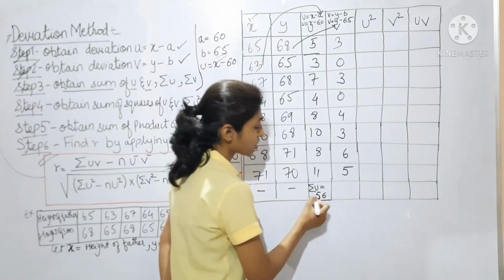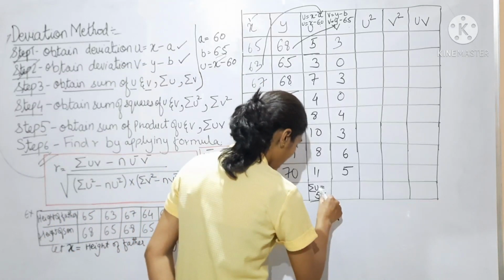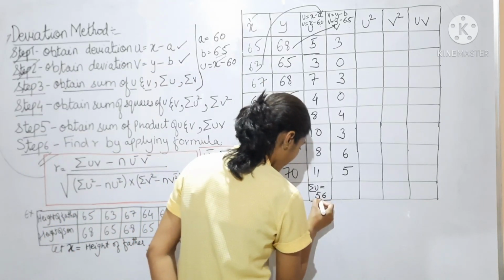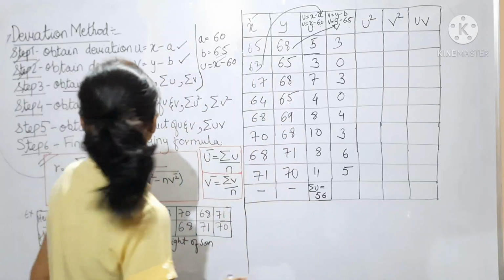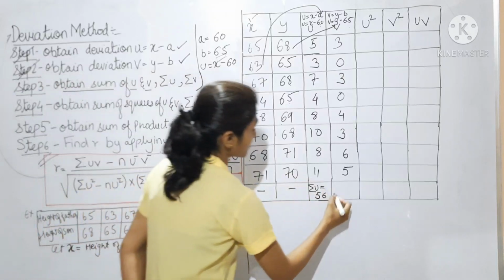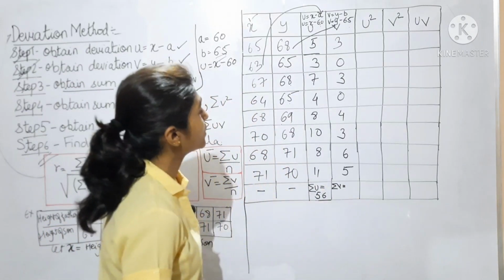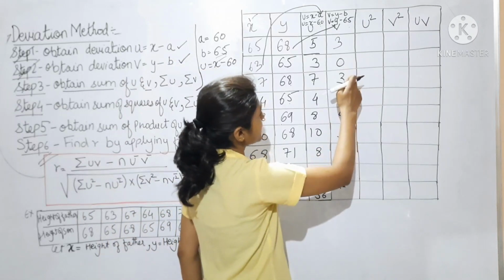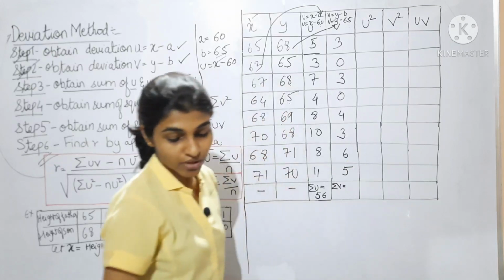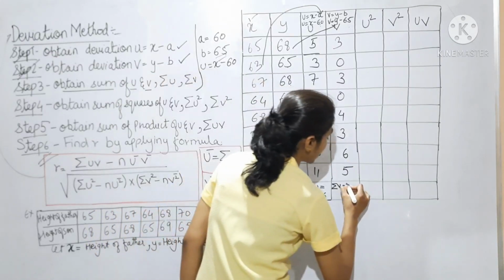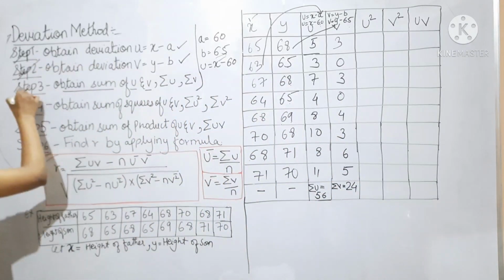Mention your answer in the live chat box so that I will understand that you are solving it correctly and you have understood what I am teaching you. Okay, next step, next is what? Summation of v. So add all the values of v. 3 plus 3 plus 4 plus 3 plus 6 plus 5. So total is 24. Okay, now step number 3 is done.